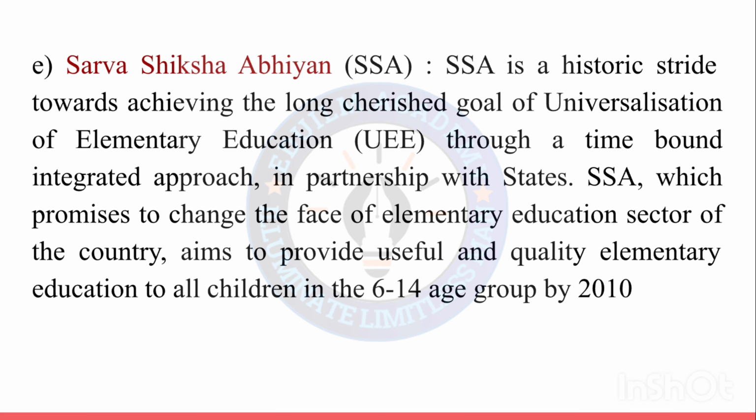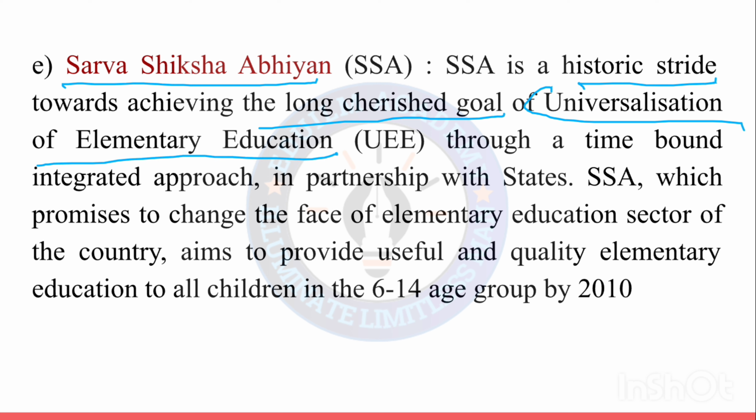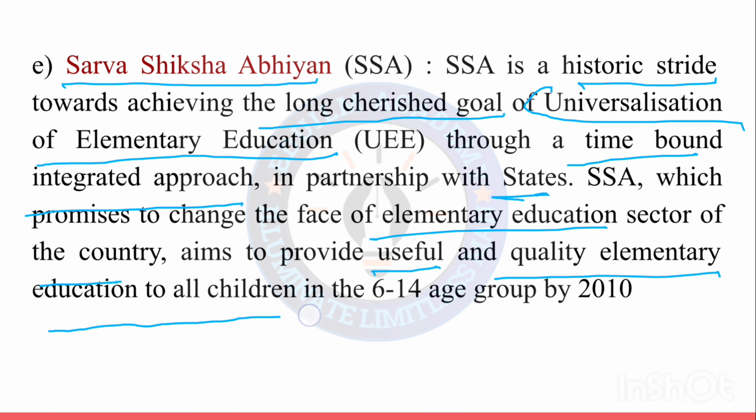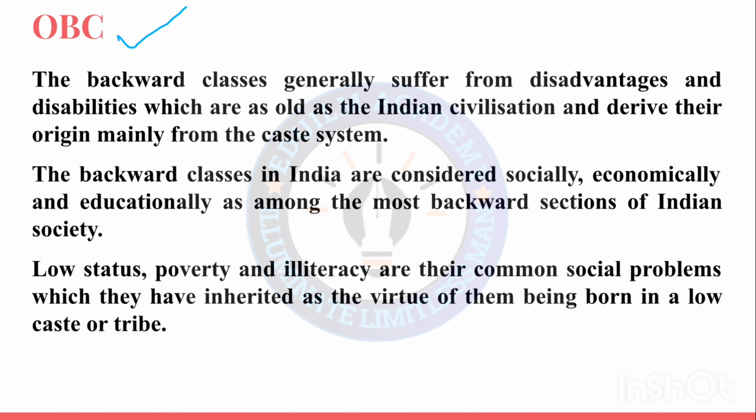Please go through it. The government launched a new scheme, Sarva Shiksha Abhiyan, in 2001-2002, a historic stride towards achieving the long-cherished goal of universalization of elementary education. Through this time-bound integrated approach in partnership with states, SSA, which promises to change the face of the elementary education sector of the country, aims to provide useful and quality elementary education to all children in the 6 to 14 age group by 2010. Other backward classes.